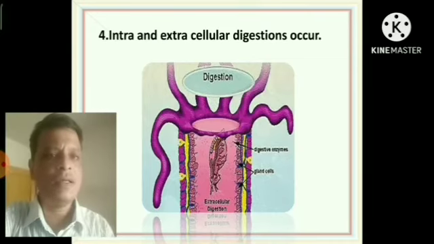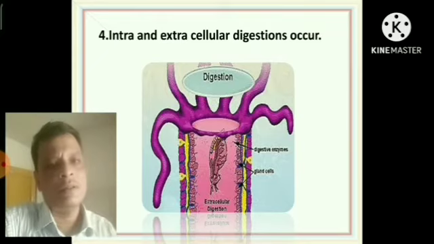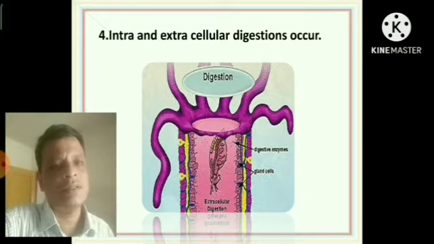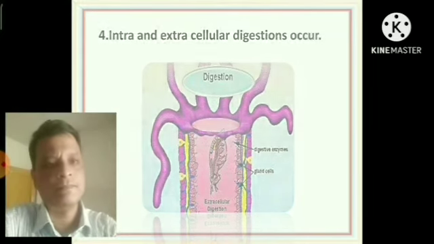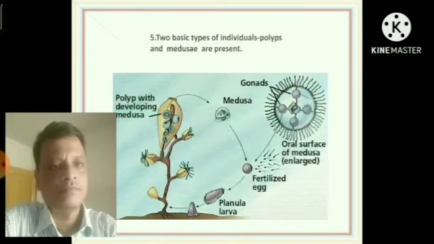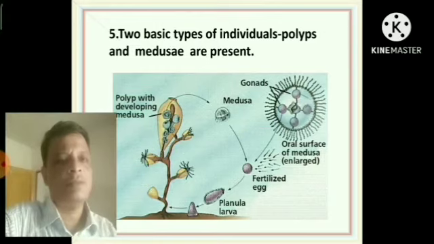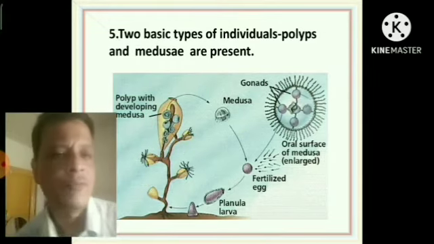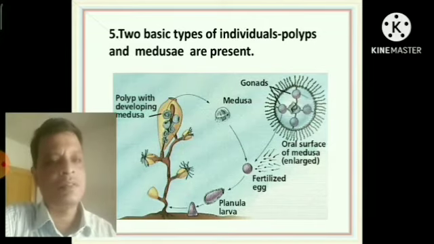Now intra and extracellular digestion occur. In the case of the Cnidarian phylum, intracellular and extracellular digestion occur. Sometimes the digestion takes place within the cell, and sometimes the digestion takes place in the gastrovascular cavity. Two basic types of individuals, polyps and medusae, are present. Polyps are usually sessile in nature, and the medusae are free moving.